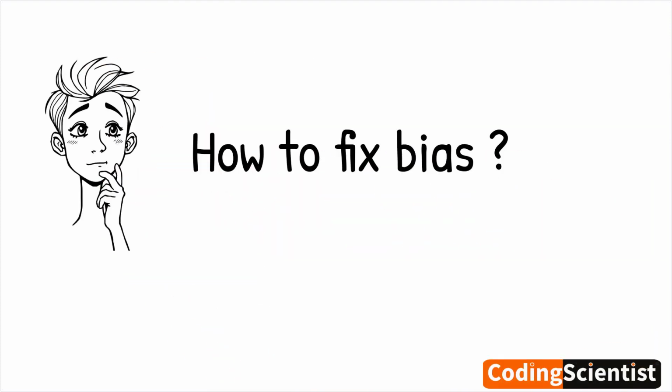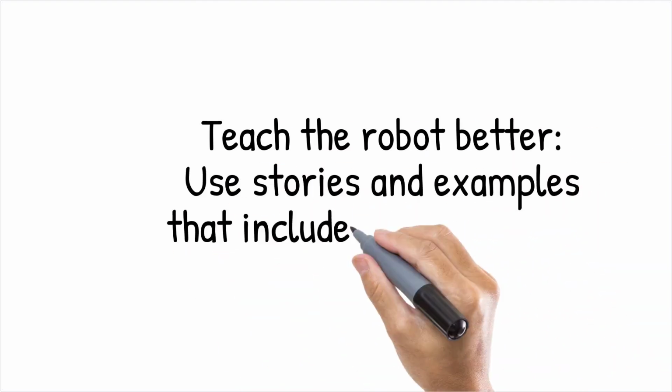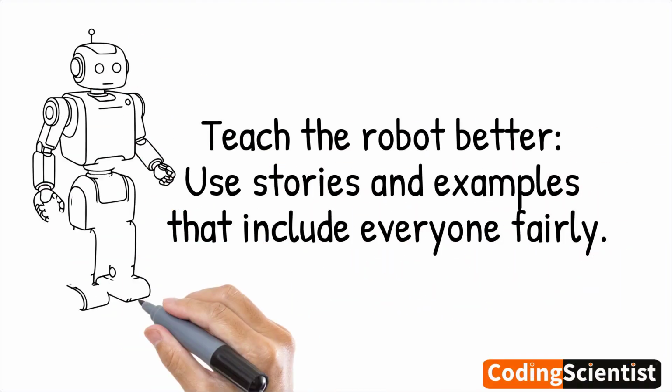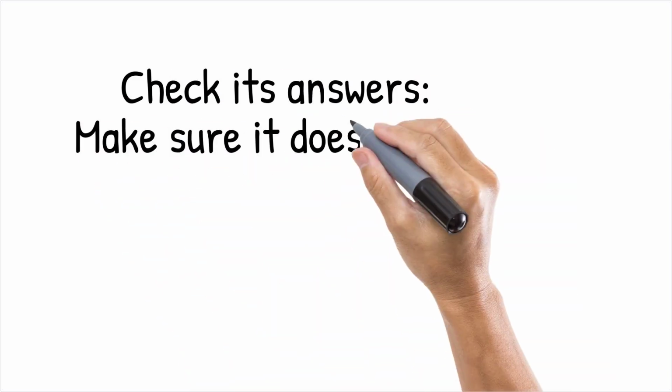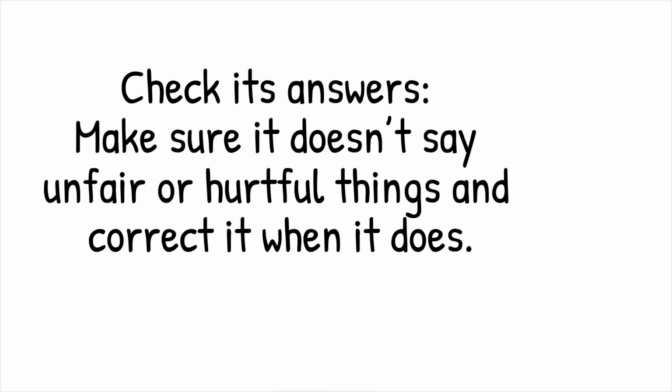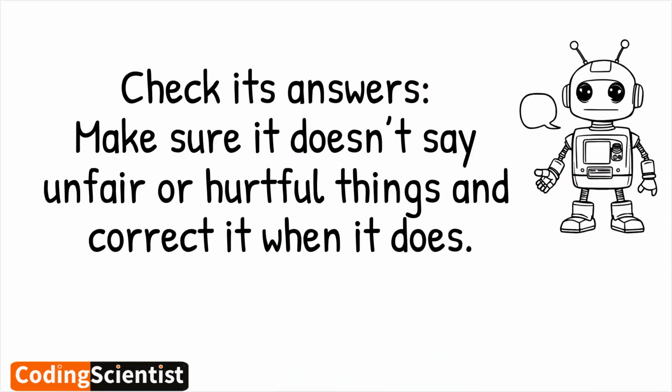How to fix bias? Teach the robot better. Use stories and examples that include everyone fairly. Check its answers. Make sure it doesn't say unfair or hurtful things and correct it when it does.